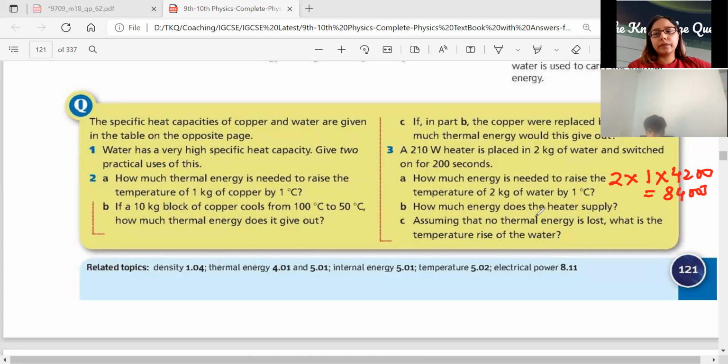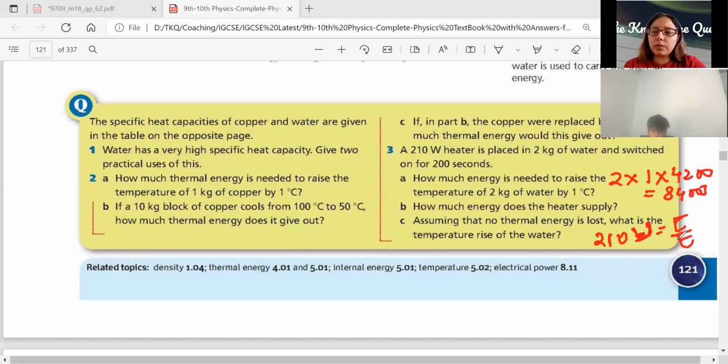210 joules. And how do you know that? Its power is 210 watts, so it supplies 210 joules per second. So 210 is the wattage, which is equal to energy upon time, and time is 200 seconds, right?